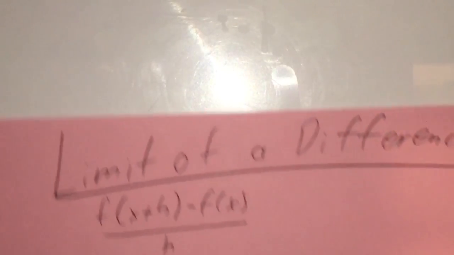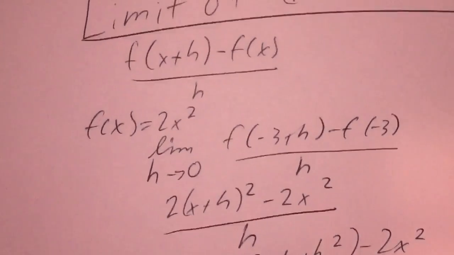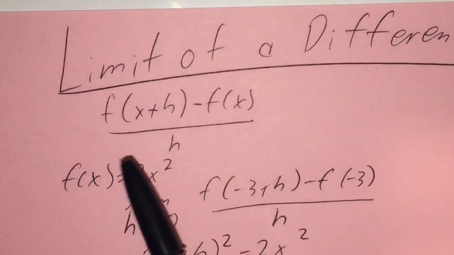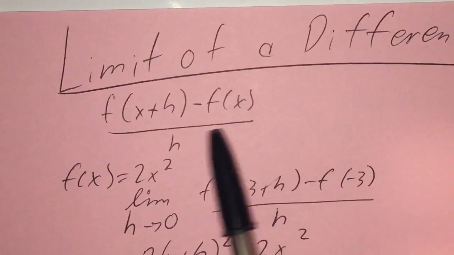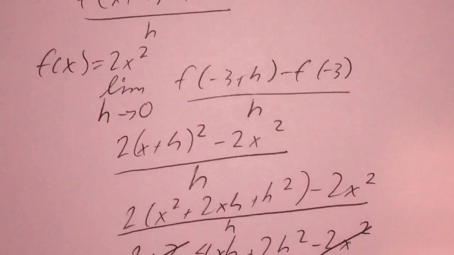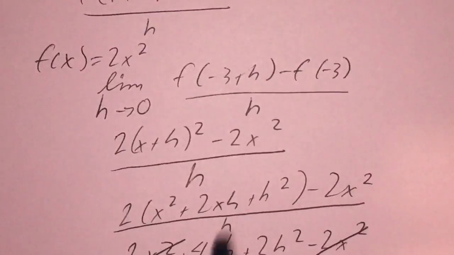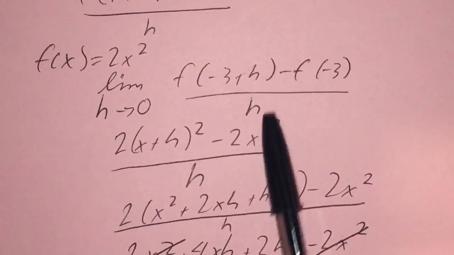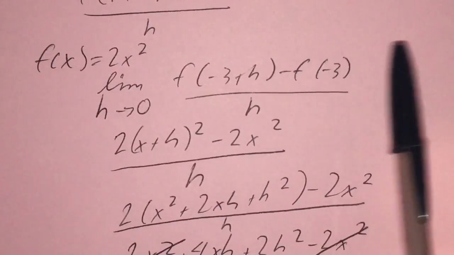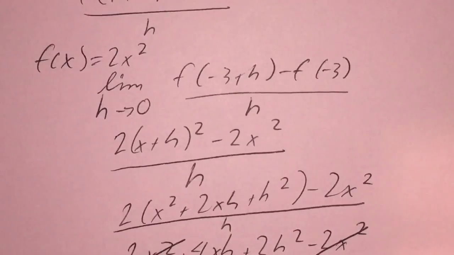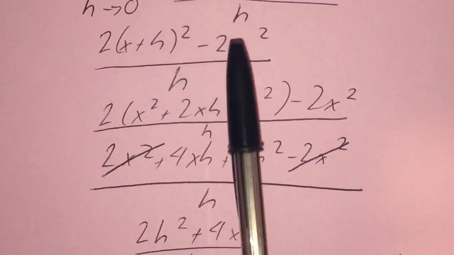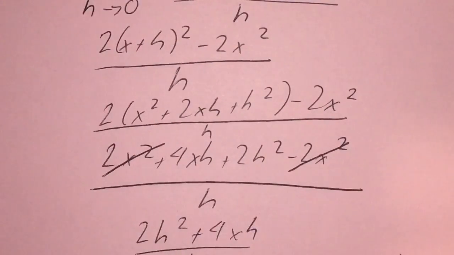Alright, and then to finish this video out, we're going to find the limit of a difference quotient. Now this may look scary at first, but trust me, it gets easier. So the difference quotient formula, if you forgot what it was, is f of x plus h minus f of x over h. Now when you plug in this formula, we're going to do f of x equals 2x. You plug it in, and it's f of -3 plus h minus f of -3. And we're going to find it at 0.